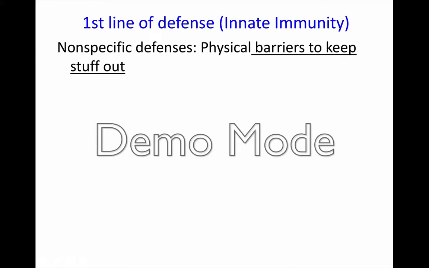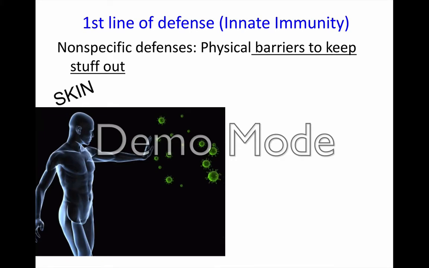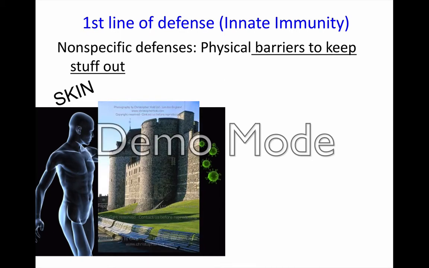So first line of defense, these are non-specific. They protect you against anything and everything, and they are physical barriers. They keep the bacteria and viruses out. Your number 1 first line of defense is your skin. Skin covers the outside of our body, and it's like a protective wall around a castle. It's going to prevent bacteria and viruses from getting in. Even the smallest virus can't get through the multiple layers of our skin as long as your skin is nice and healthy. So that's going to keep bacteria and viruses out.